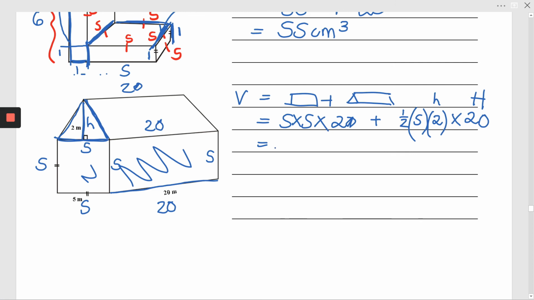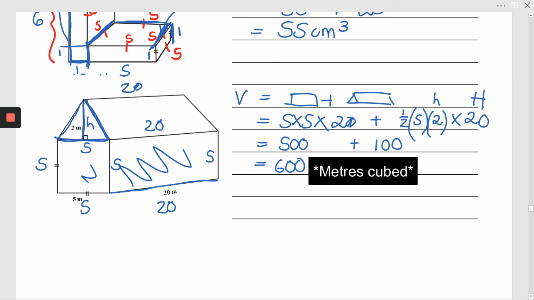Okay, let's work this out. That is going to be 500, and this part, when I multiply together, gives me 100. My answer then for the whole volume of the whole shape is 600.